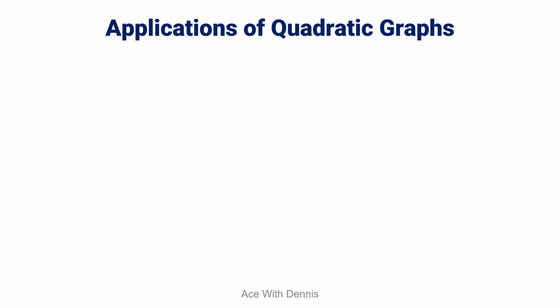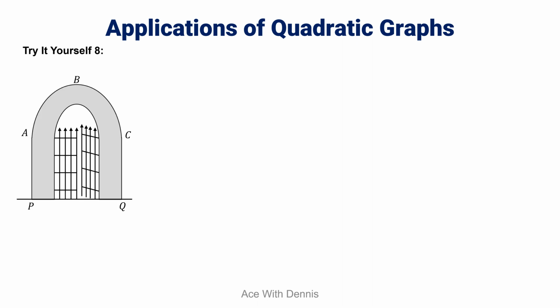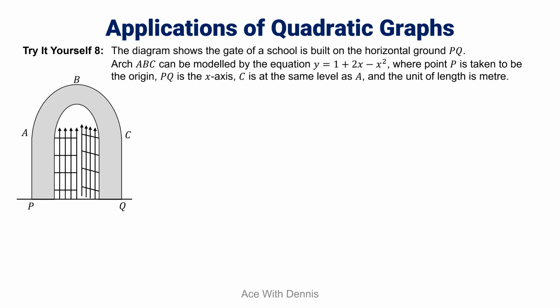Now you can try this simple engineering example yourself. Given this diagram, the diagram shows the gate of a school which is built on the horizontal ground PQ. Arch ABC can be modeled by the equation y equals 1 plus 2x minus x squared, where point P is taken to be the origin, PQ is the x-axis, C is at the same level as A, and the unit length is meter.